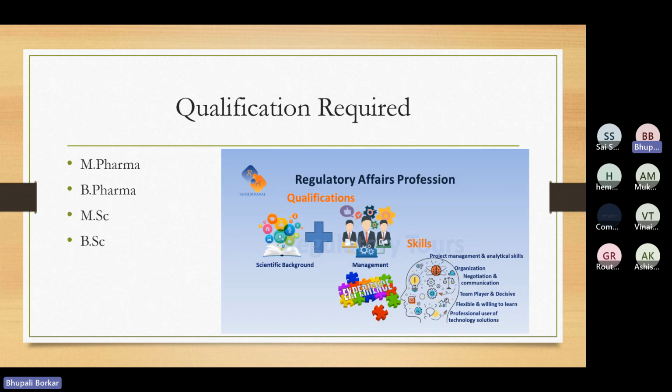But including this, you should have management skills, project management, analytical skills, how to analyze a particular change, how to use different strategies, how to negotiate, how to communicate. You should know how to write a formal email. You should be a team player, and decisive, like you should have that decision making capability, flexibility, willingness to learn. You should be able to communicate with the other person. So these are the additional qualities, additional skills which you require to be a regulatory affairs professional.